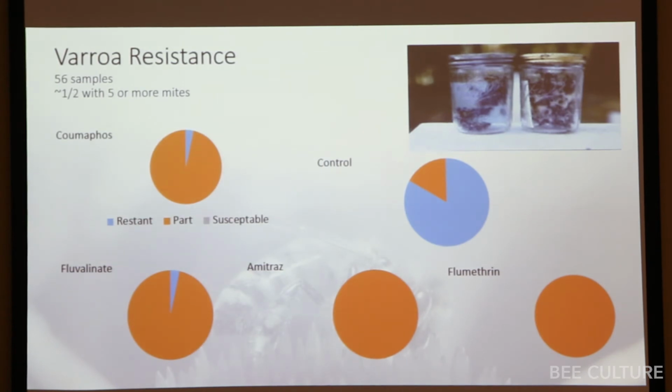We count how many mites died. And then we kill all the mites and we figure out what percentage of mites died in the presence of the product. If a mite population is considered susceptible, it means that 85% of the mites die within 6 hours.